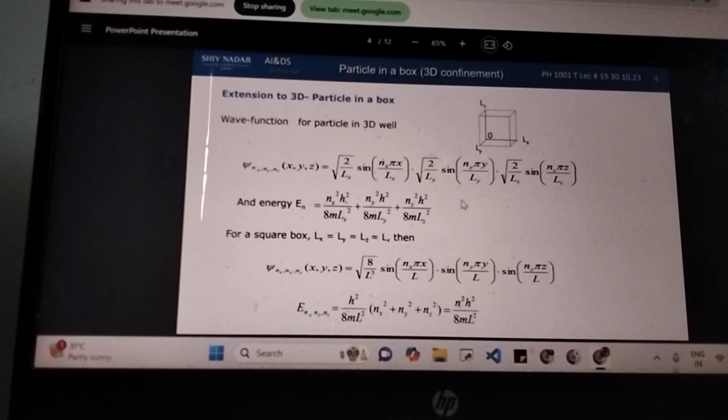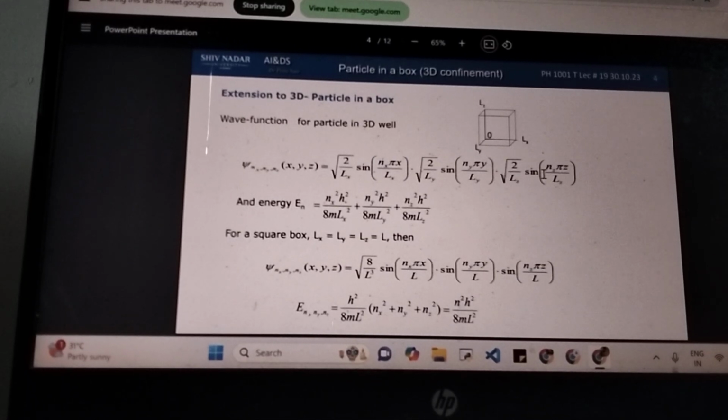That is one thing. And the second and more important thing is, you have nx, ny, nz, and they represent the quantum numbers in the respective dimensions. Quantum number can be thought of as the excitation level of the particle. For example, ground state n will be equal to 1, the first excited state n equals 2, and so on. So n represents the excitation level or the quantum number, and the quantum number can be different for each dimension.